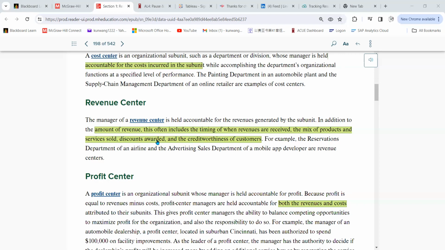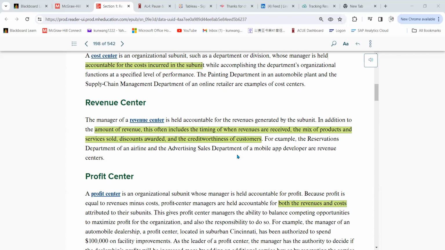In addition to the amount of the sales, they are also normally responsible for when the revenue is received. For example, they sign a contract and the revenue will be received in 3 installments over the next few months. So the contract details and the mix of the products and services sold, like they can sell products and also related services, a 1-year service plan or 2-year service plans, discounts, any cash discount or price discount directly, and also credit worthiness.